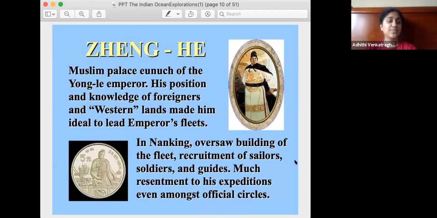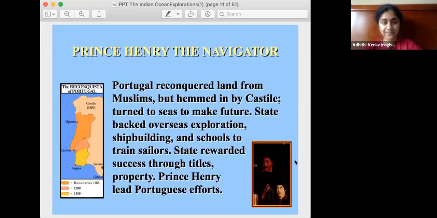This was a Muslim palace eunuch of the Yongle Emperor. His position and knowledge of foreigners in Western lands made him ideal to lead the emperor's fleets. In Nanking, he oversaw the building of the fleet, recruitment of soldiers, sailors, and guides, and much resentment to his expeditions was even among official circles. So he's the pirate we were talking about earlier. He had a very large ship in comparison to Columbus.